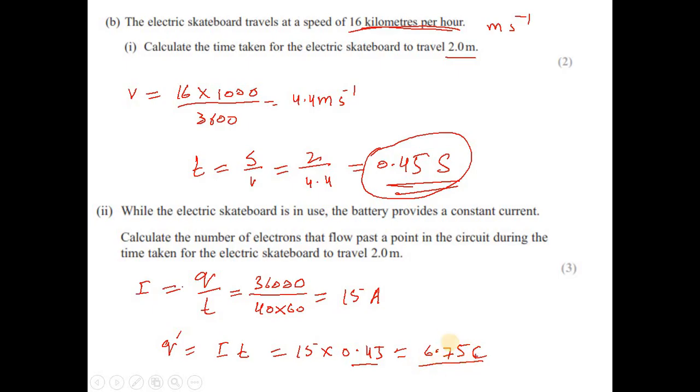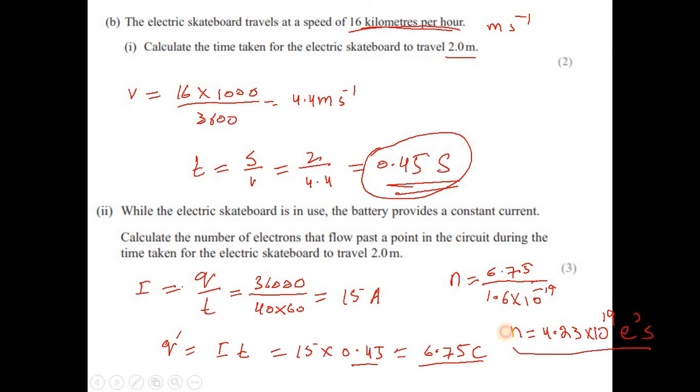And how many electrons? You divide this amount of charge with the charge of one electron. So the number of electron n is 6.75 divided by charge of electron, which is 1.6 into 10 to the power minus 19. And this is the general approach. If you have amount of charge, you divide it with the charge of electron, then you can have number of electrons. So n is equal to 6.75 divided by this. n will give you 4.23 into 10 to the power 19 electrons. These many electrons are flowing in 0.45 second and during a distance of 2 meters.